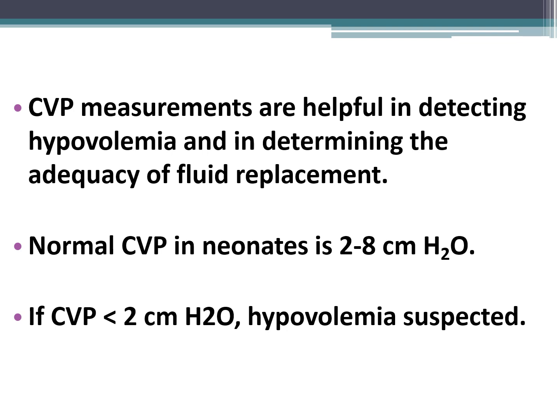Central venous pressure measurements are helpful in detecting hypovolemia and in determining the adequacy of fluid replacement. See, for identifying hypovolemia, you have to monitor the CVP. And the normal CVP in neonates is 2 to 8 centimeters of water. And if the CVP is less than 2, you can suspect hypovolemia.